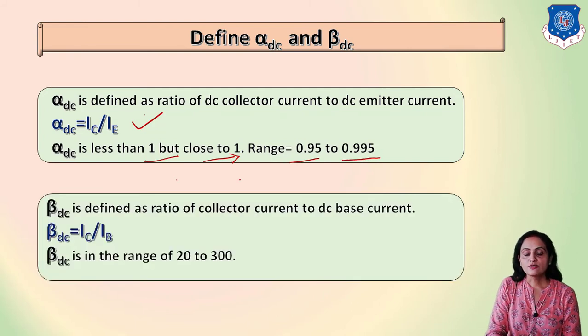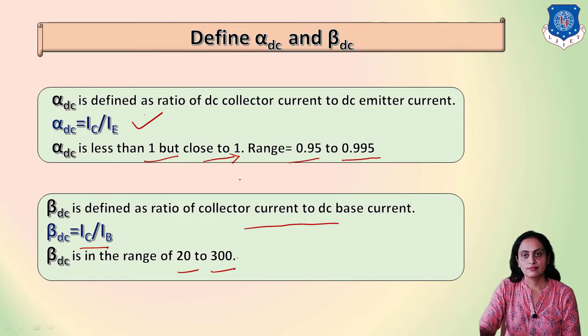Beta DC is defined as the ratio of collector current to the DC base current. So beta DC is shown as IC divided by IB, and beta is in the range of 20 to 300.